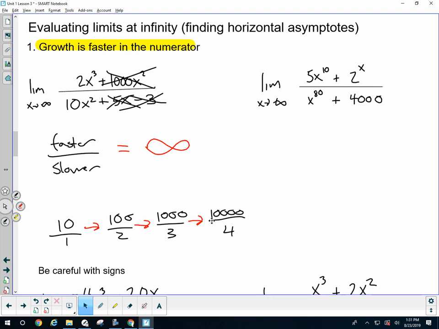Okay? Now, there's another way you could do it. And this might help us in the future. Right now, it's okay. You could just say, all right, well, if this is insignificant, this, and this, why don't I just write 2x cubed over 10x squared? Doesn't that simplify to just be 2x over 10? And can I just plug in infinity, and 2 times infinity is infinity, divided by 10 is infinity? Yes. That's another way to get that answer.